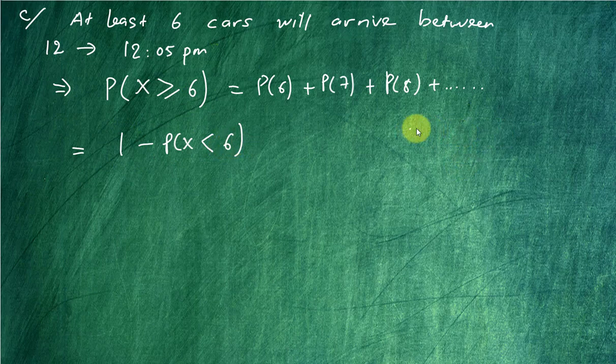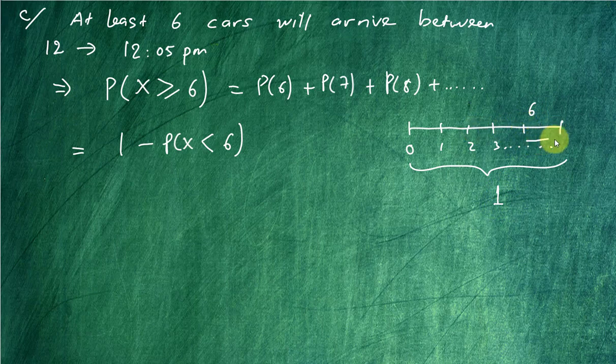So imagine that you have the number line here. You have 0, and you have all the way maybe 1, 2, 3, 4, 5, 6, 7, 8, 9, 10, and so on. The probability of everything on this number line should equal 1. For example, this is 6, right here. So now you want to look for all the values from 6 and above. You are looking for the values in this region here.